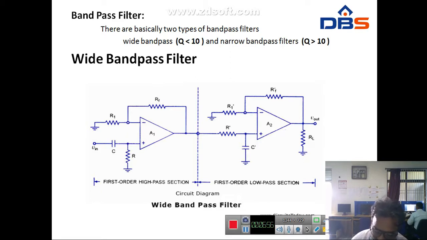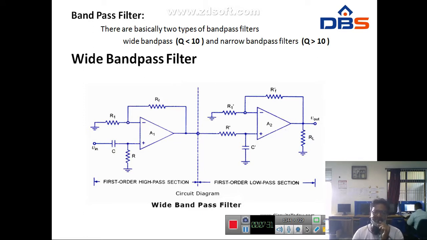The condition is Q, the quality factor or figure of merit. If Q is less than 10, that is, the quality factor is less than 10, then it works like a wide band pass filter. If Q is greater than 10, then it works like a narrow band pass filter.